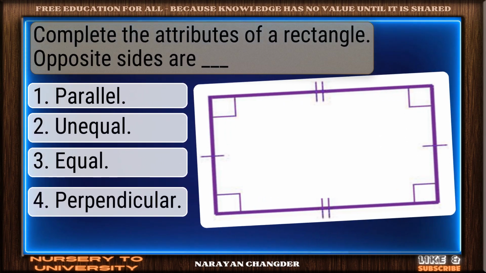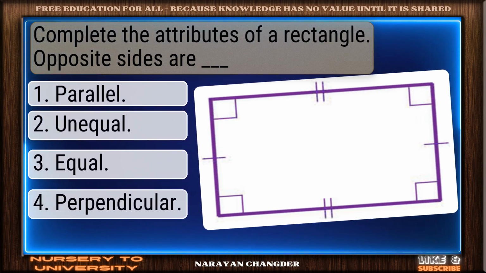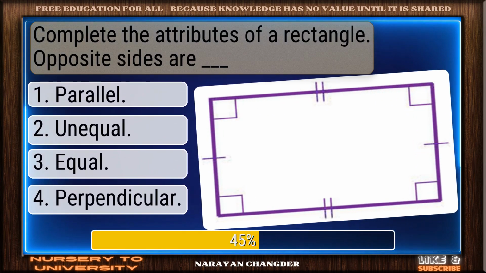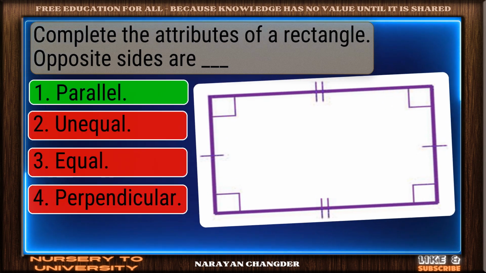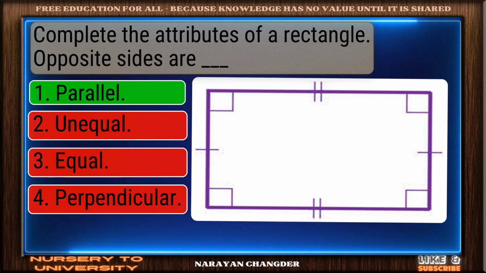Question number 11. Complete the attributes of a rectangle. Opposite sides are dash. Good thinking. Parallel is the right answer.